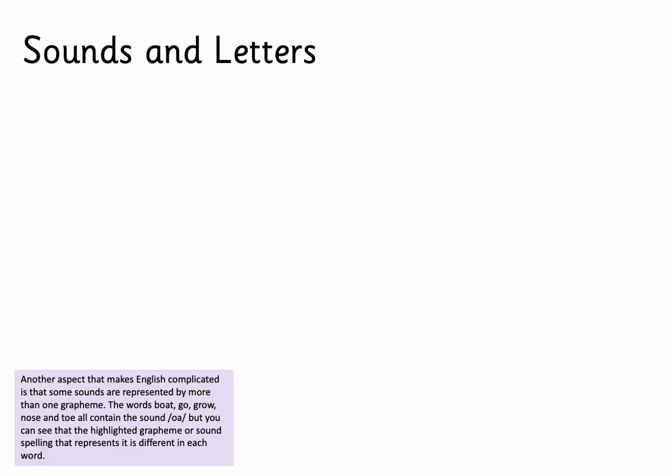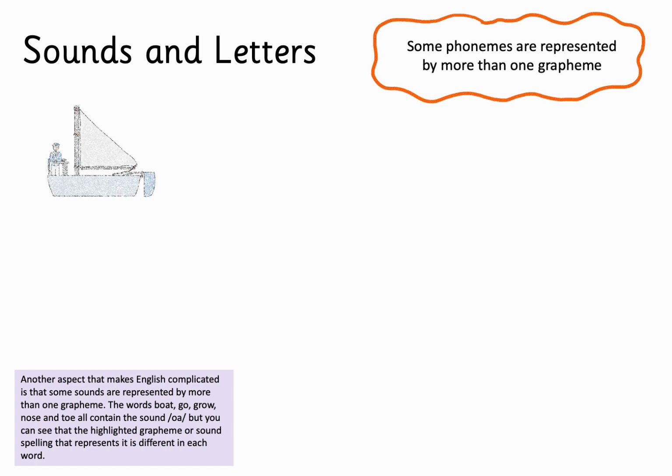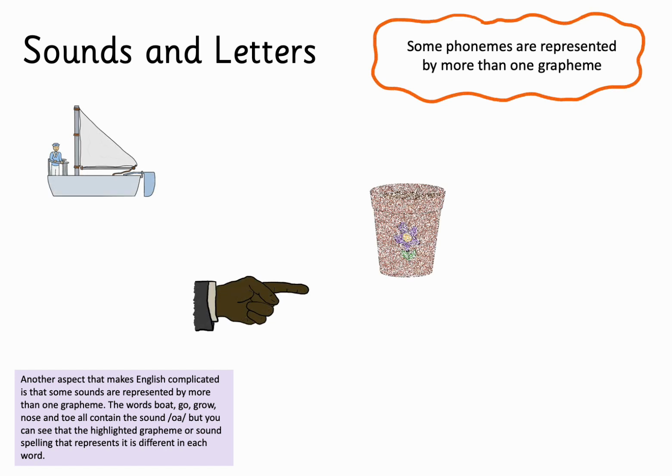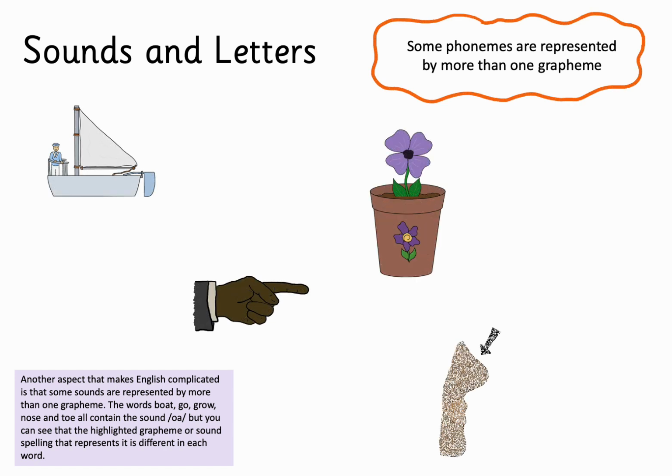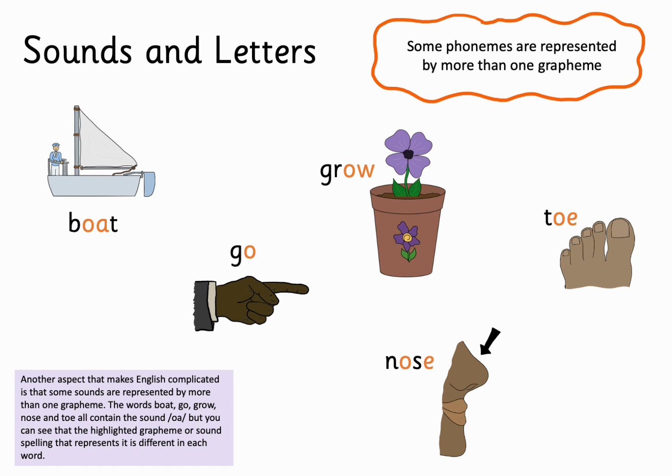Another aspect that makes English complicated is that some sounds are represented by more than one grapheme. The words boat, go, grow, nose, and toe all contain the sound O, but you can see the highlighted grapheme or sound spelling that represents it is different in each word.